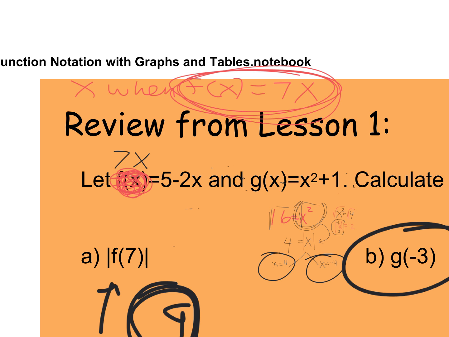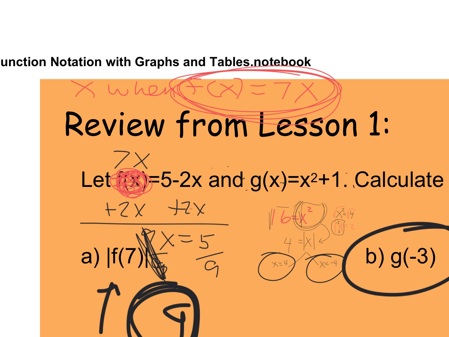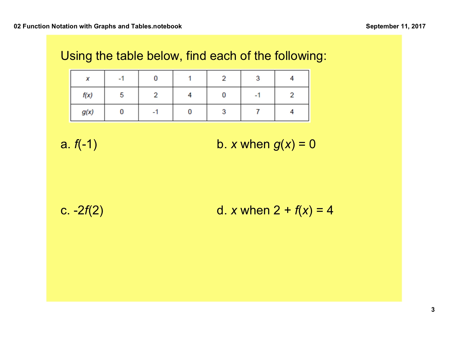So I'm going to get rid of the smaller one. I'm adding 2x to both sides. And I get 9x equals 5. Right? Dividing both sides by 5. Nope, by 9. Isn't x equal to 5/9? Okay, good. All right. What's new? Charts are new.